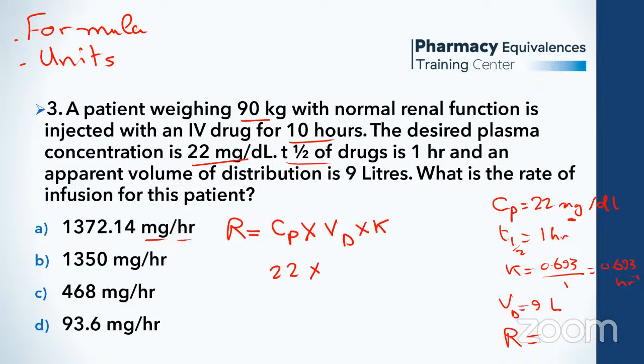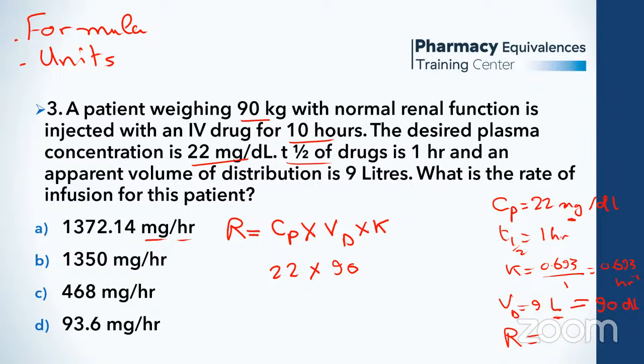But the volume in plasma concentration is by deciliter, while the volume in volume of distribution is by liter. So we should change this 9 into deciliter to be 90 deciliter. We should not use 9, we should use 90 in order to get the right answer. If you use 9 liters, it will be a wrong answer.